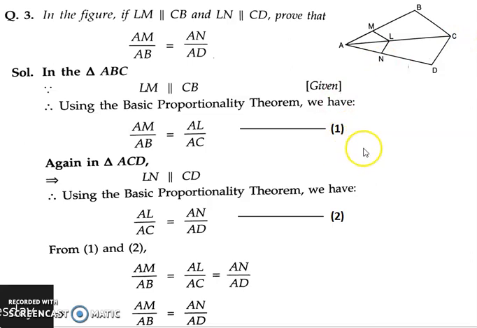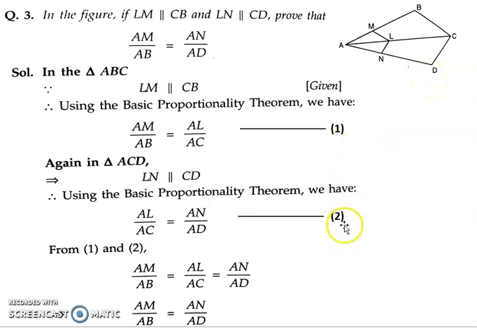Same way in the second triangle ACD. In this triangle ACD, LN is parallel to CD. So by BPT, AL by AC is equal to AN by AD. This is my second equation.